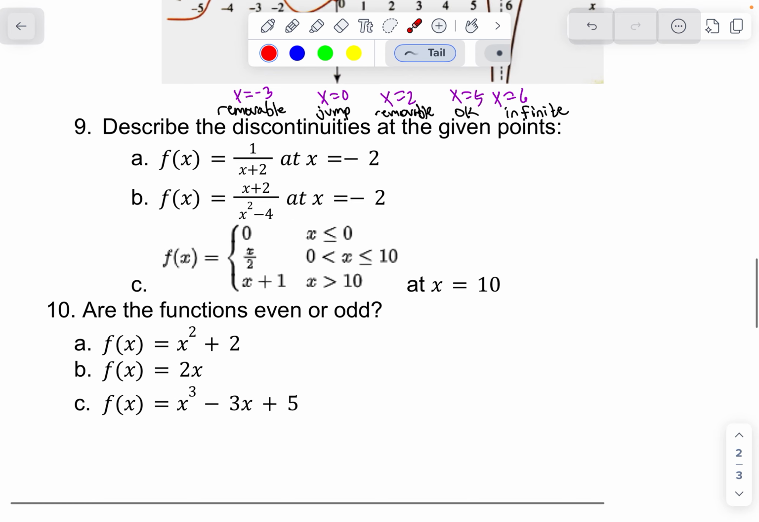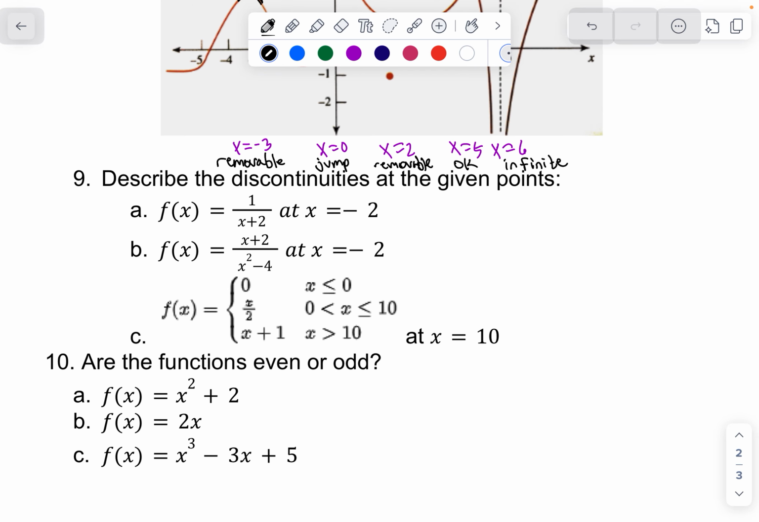Last things on the review. Let's look at 9. It says, describe the discontinuities at these points. So really, we're looking at two different things for the fractional ones. Let's focus first on A and B. For the fractional ones, if you plug into the function and you get a number over 0, you have found an infinite discontinuity. You found a vertical asymptote.